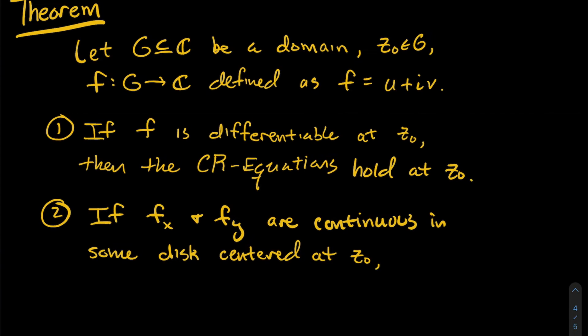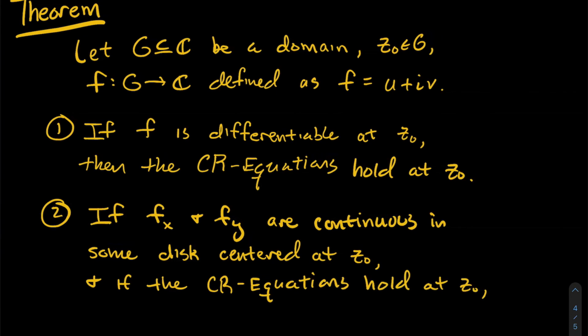Now, if we require a little bit more of our function f, if we require that the partial derivatives with respect to x and y are continuous in some disk centered at z0, so in other words, there should be some little disk I can draw around z0, so that for all the points in that disk, my functions fx and fy should be continuous.